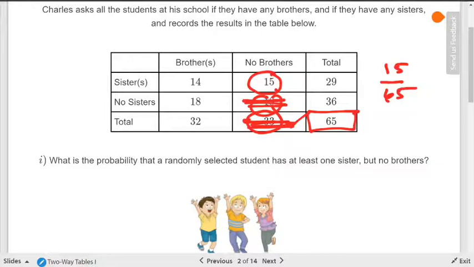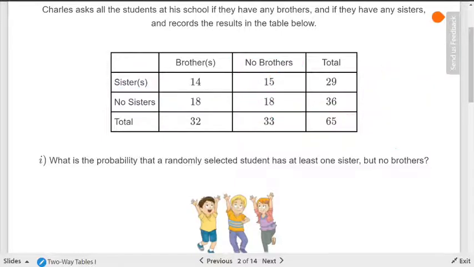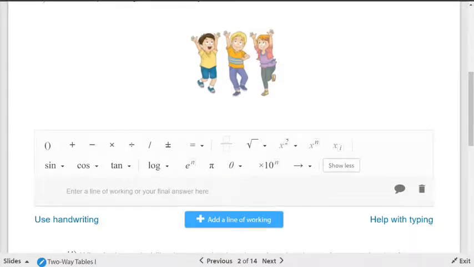Which of course will reduce. They'll both divide by 5 at least. So 3 over 13. There we go. Okay? So think about the qualifiers here. They're giving you qualifiers. So it's not just everybody who has no brothers. It's people who have sisters and no brothers. So it's the intersection of those two when they give you more than one qualifier. Okay? So be careful about when you can use the total and when you need to go to just the intersection. Okay. All right.